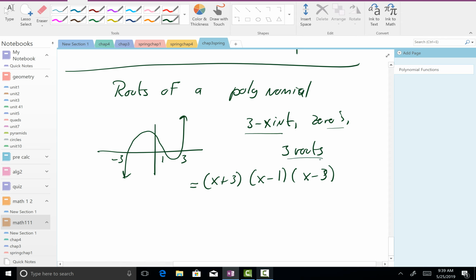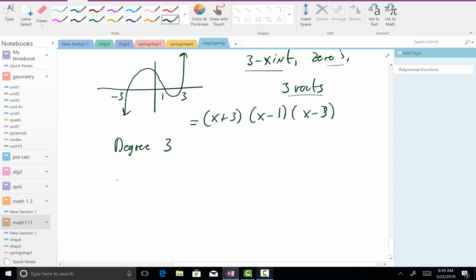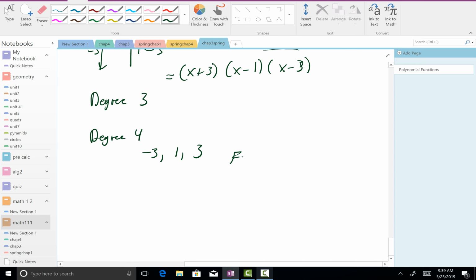Now, what's the degree of this? 3. Good. The degree is 3. That's important because we could also have a 4th degree that has x-intercepts of -3, 1, and 3. And you would say, how would that be? How could we change this so that it now has a degree of 4? What would we change?